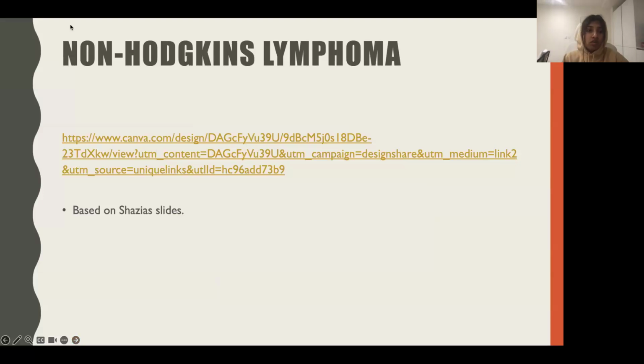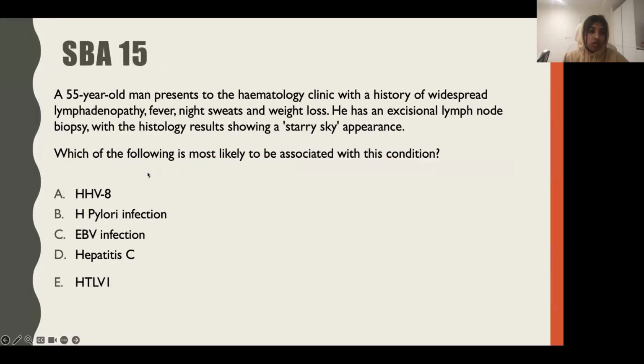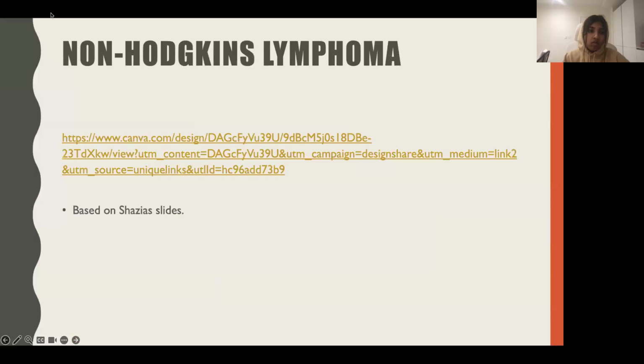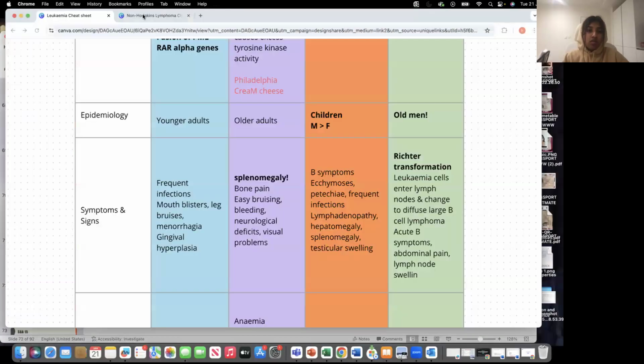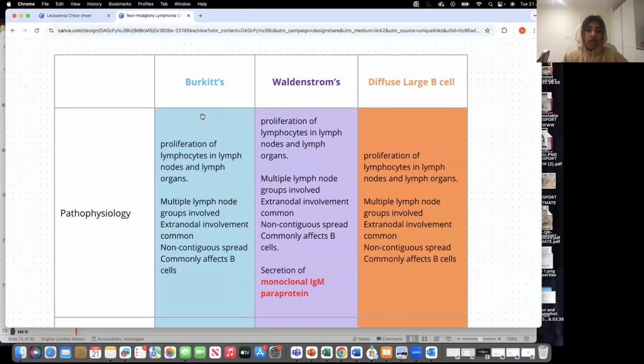Okay, next let's go on to non-Hodgkin's lymphoma. There are three types of non-Hodgkin's lymphoma: Burkitt's, Waldenstrom's, and diffuse large B-cell lymphoma. Each of them has its thing that sets it apart. Just memorize those things so you know which one it is.